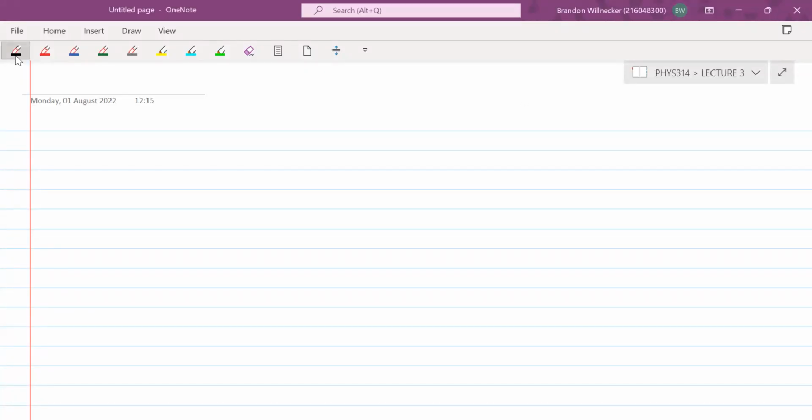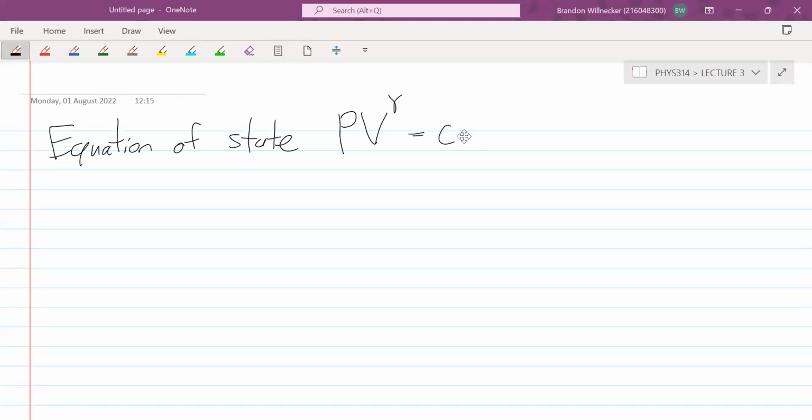Okay, so before we get to the first law of thermodynamics, let's just go over that tutorial problem. We had a gas doing some work and it was in an adiabatic state, right? So the equation of state is given by PV to the gamma is equal to C, where C is some constant.